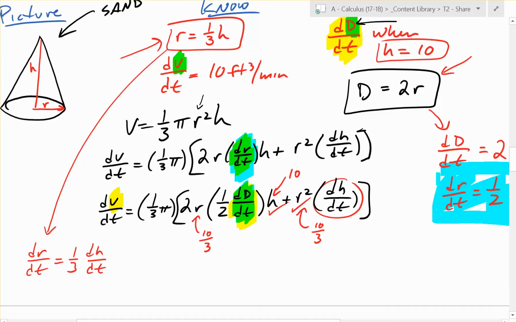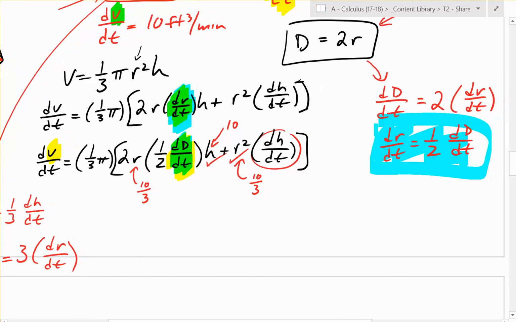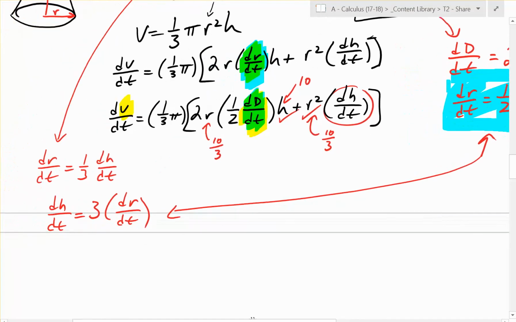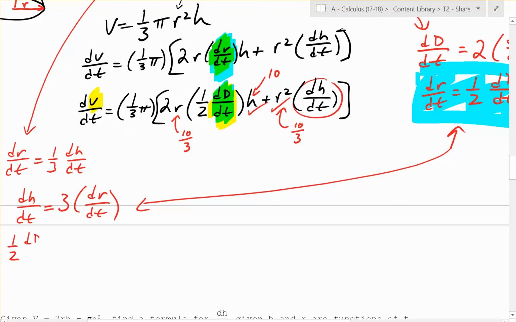And that tells us that dh dt is equal to 3 times dr dt. But we want dd dt, so we know dr dt is equal to 1/2 dd dt. So you can take these two things and combine them. So we know that 1/2 dd dt is equal to 3 times dr dt.